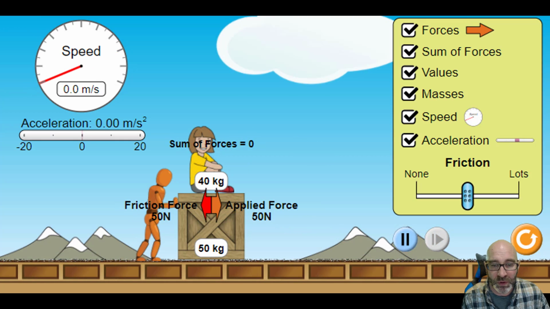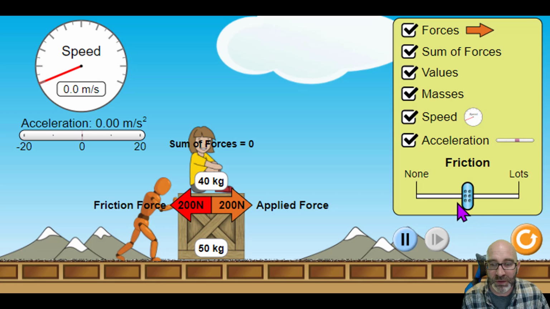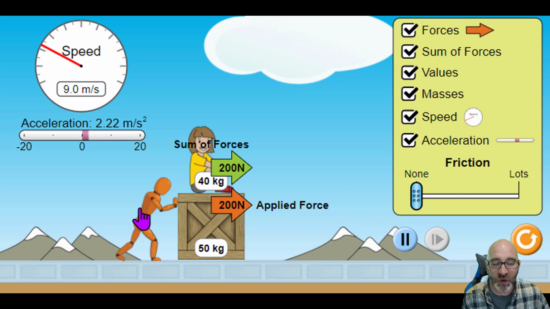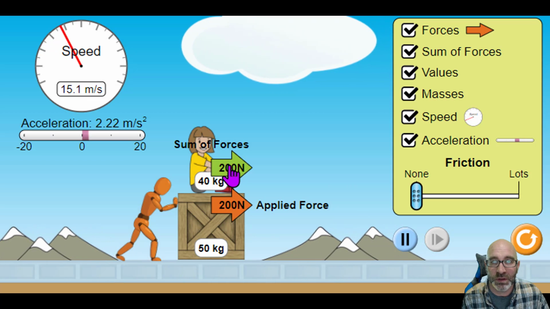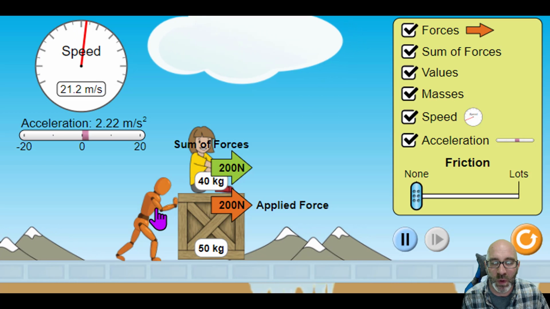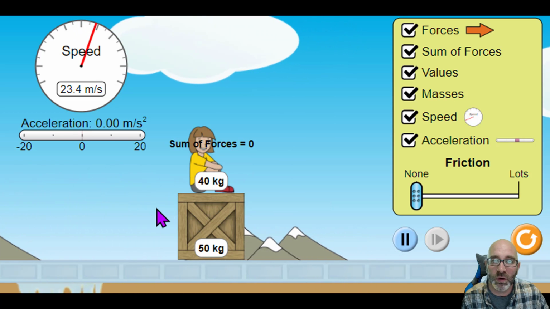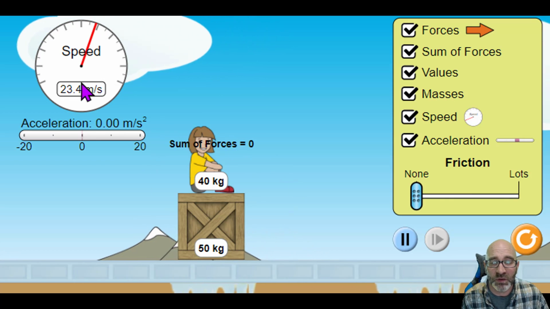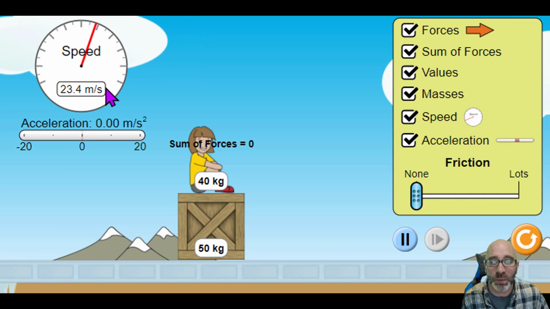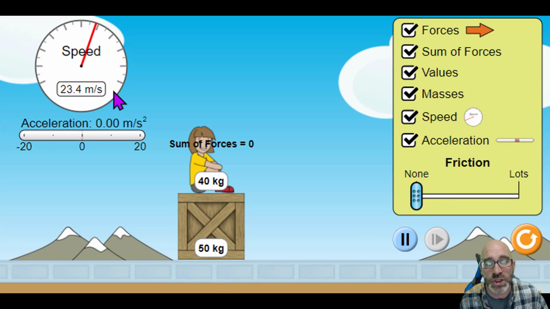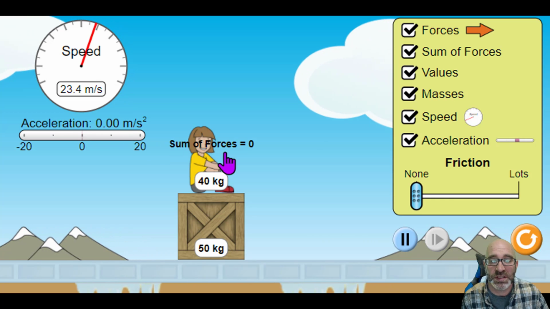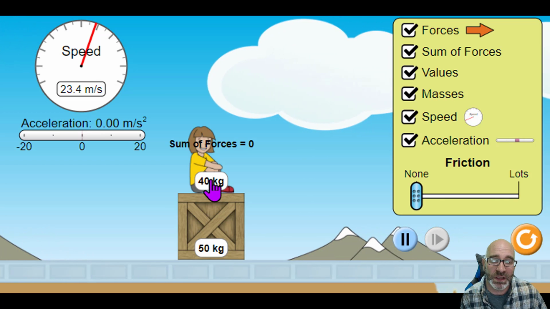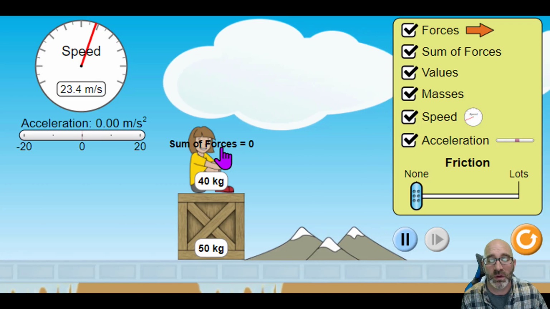Now, because we're on this simulation, we can do something interesting like remove all of the friction. In this case, all of the force of the figure becomes the complete net force. But here's my question. What happens when the figure is no longer pushing on the crate? The crate is moving. It has a velocity or a speed of 23.4 meters per second, but it's not changing. And so therefore the acceleration is not changing either. And so when you have a constant velocity, that tells you that net force must equal 0.